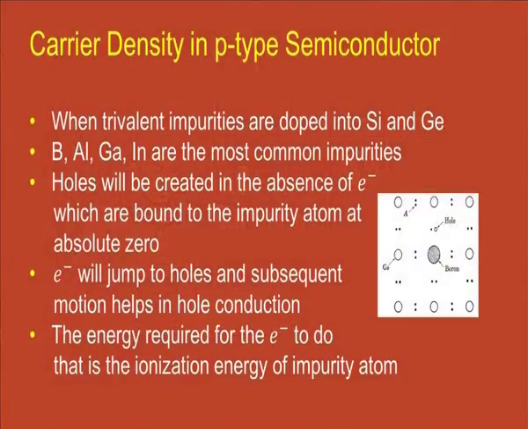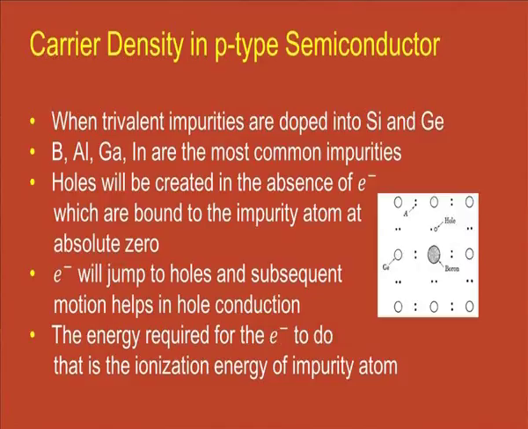Now, if instead of doping with a pentavalent impurity, we dope with a trivalent impurity, then the semiconductor will no longer be an n-type semiconductor, it will behave as a p-type semiconductor. And some of the common p-type dopants are boron, aluminum, gallium and indium. And when we dope these trivalent dopants in the semiconductor of silicon or germanium, holes will be created in the absence of electrons which are bound to the impurity atom at absolute 0.